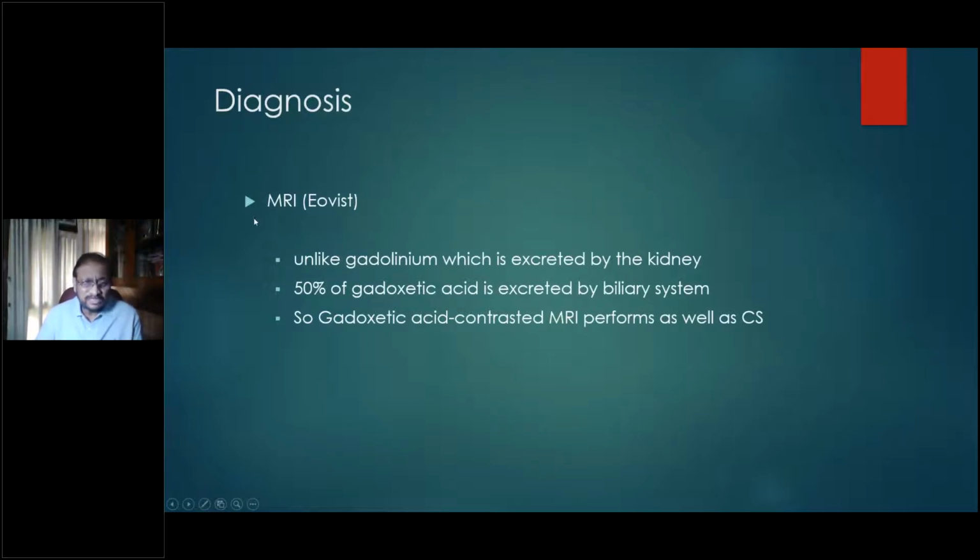Now, instead of this, what is being used is MRI, EOB scan. Here, what you're using is gadoxetic acid, which is 50% excreted by the biliary system, and that is basically now the preferred method rather than the HIDA. Gadoxetic acid with the contrast MRI is the preferred method for cholecystoscintigraphy, right? That is the preferred method to get.